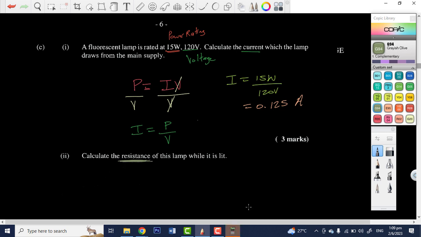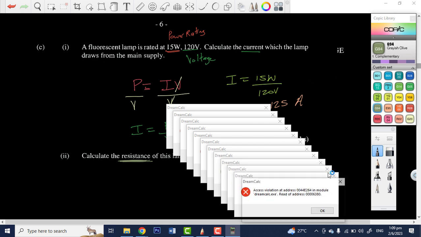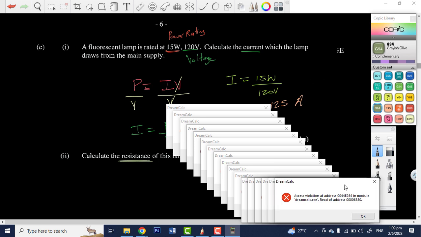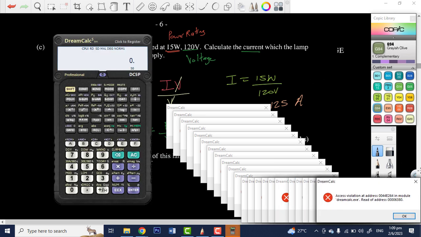Next thing now, it says we're to calculate the resistance when the lamp is lit. So now, they want us to find this thing called resistance. Once they say we should find resistance, we can think about Ohm's law, because Ohm's law deals with resistance.